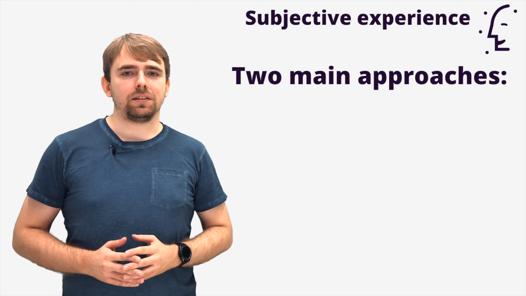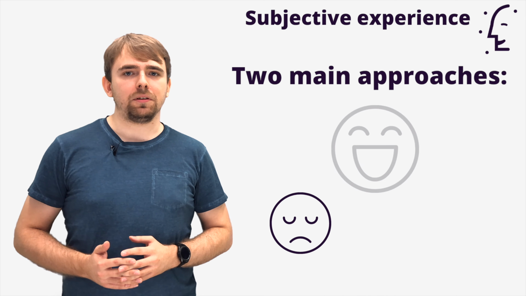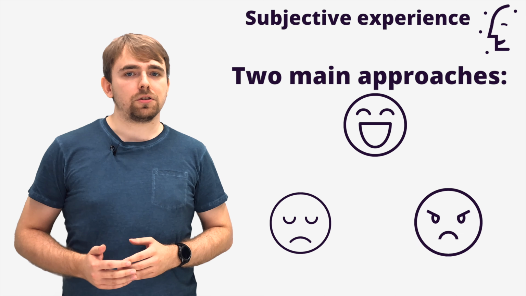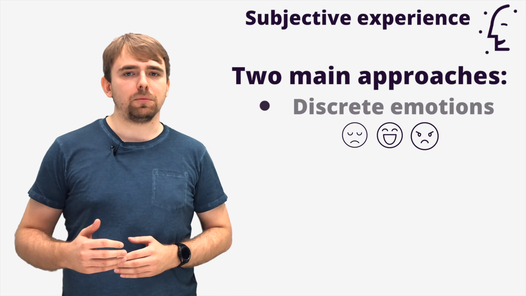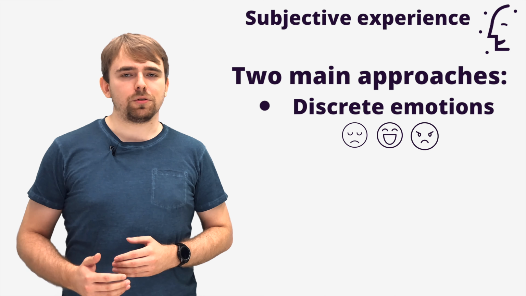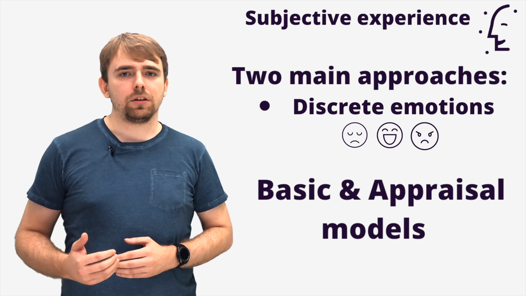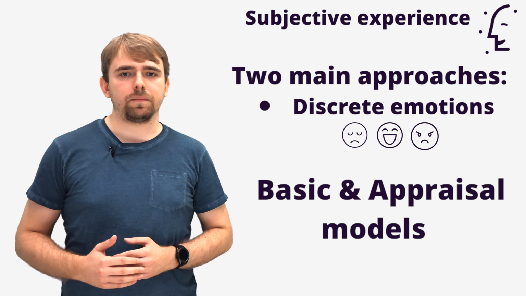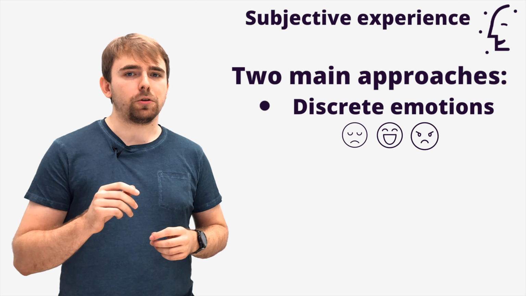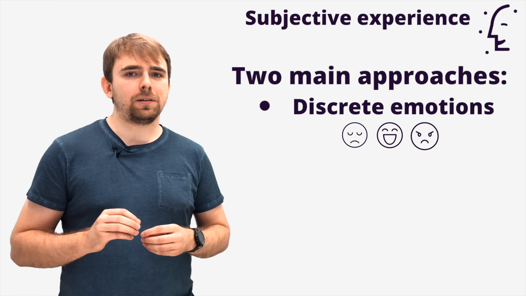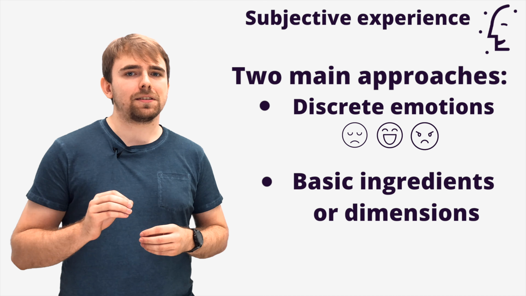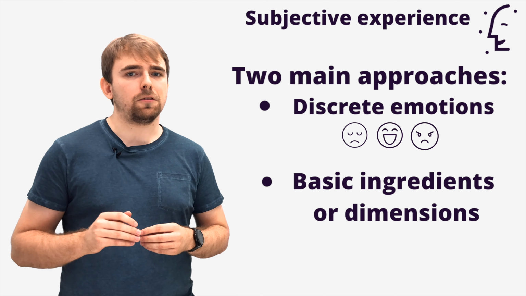We can distinguish two main approaches when asking how people feel. First, you can ask them how sad, happy, or angry they feel. So you ask about specific discrete emotions. This approach would be in line with basic and appraisal models, which we talked about in the last episode. Another approach would be to ask about basic ingredients or dimensions of emotions.